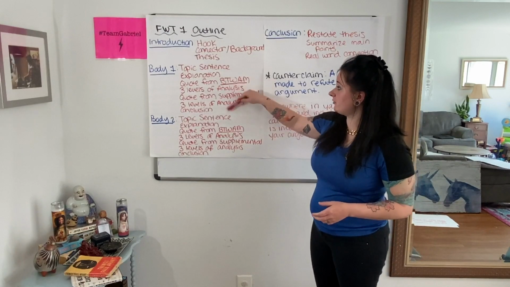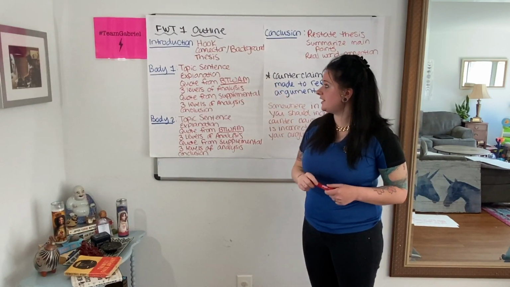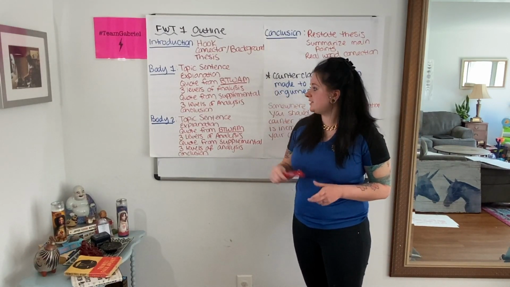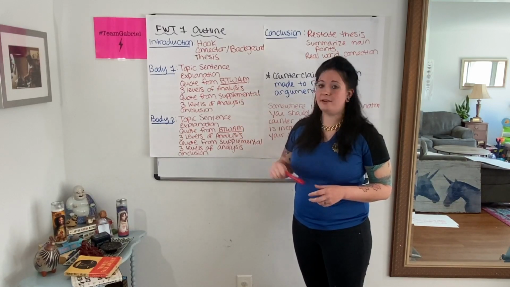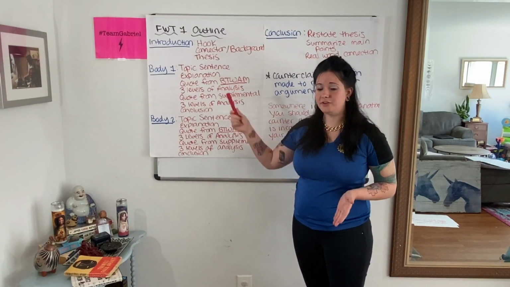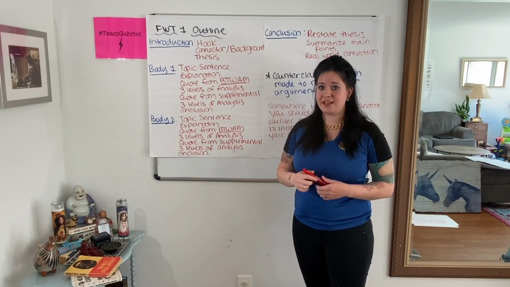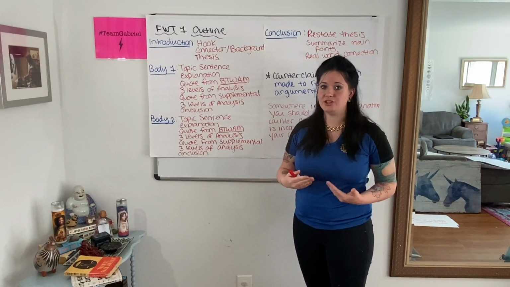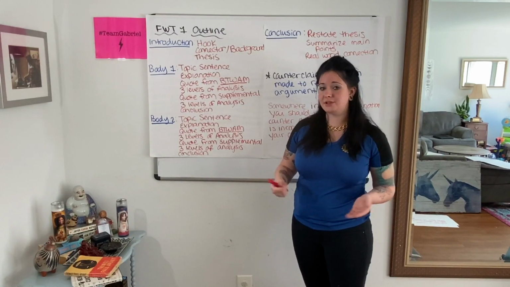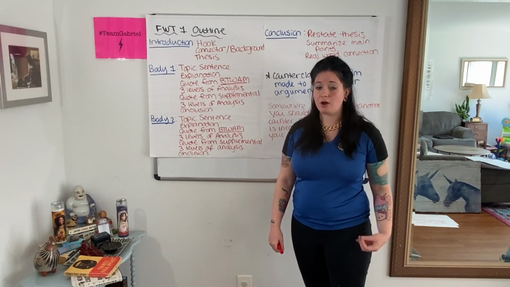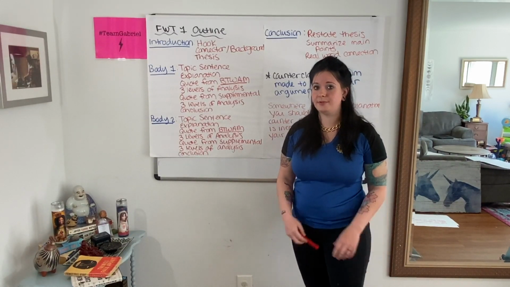Now, you have a little bit of wiggle room in your body paragraphs here. If you choose to save the levels 2 and 3 of the 3-level analysis until after you've explained both quotes, that's fine. If you want to talk about them together and how they either complement or contradict each other, that's also fine, but somewhere in your body paragraph should be all 3 levels of analysis.